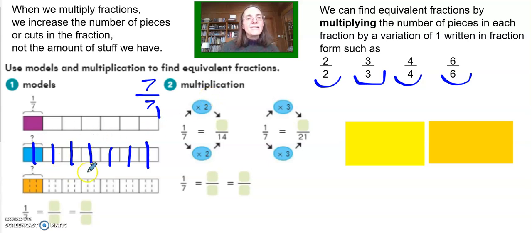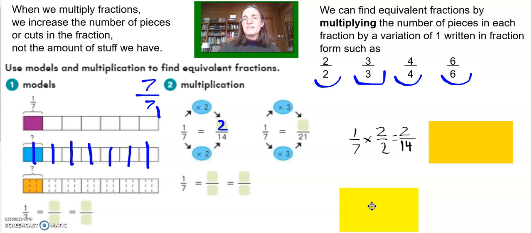Because if I change the size of the pieces, I have to change what's in the numerator as well. So they're saying that 7 times 2 is 14, and 1 times 2 is 2. You can see in the model over here that 2/14 is equal to 1/7. Now, I wanted to show it by multiplying this way.